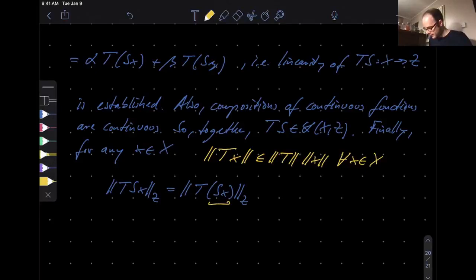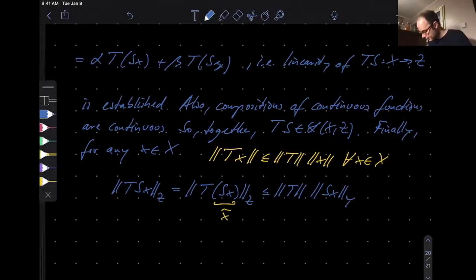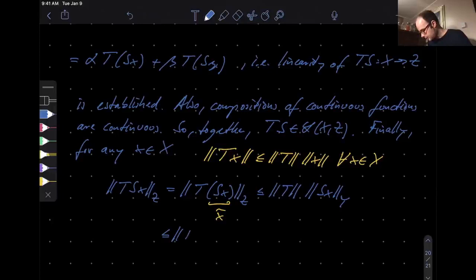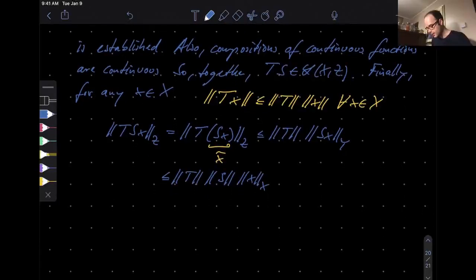So here in the first instance this would be your sort of x tilde. So this is less than or equal to the operator norm of T, and then the norm of the x tilde, which is Sx, and that is actually a norm in Y. And then you use the yellow thing again, now with T being replaced by S. So you have that this is less than or equal to the norm of T times the norm of S times the norm of x, and this is now a norm in X. Since this holds for any x, right now I didn't divide by anything.